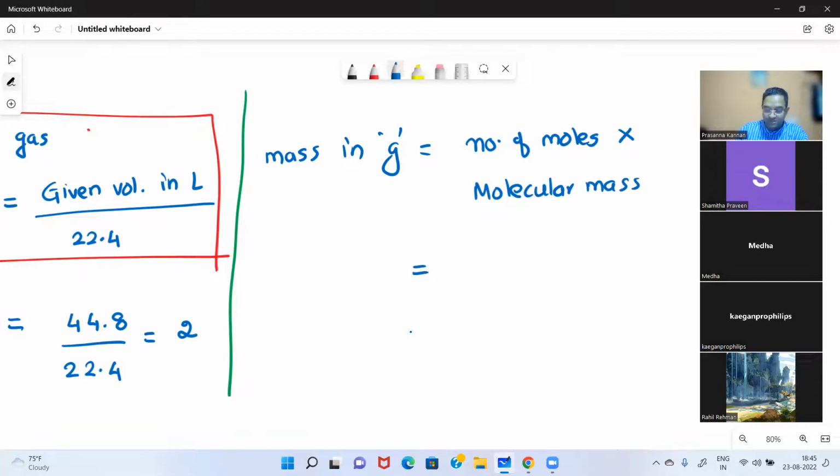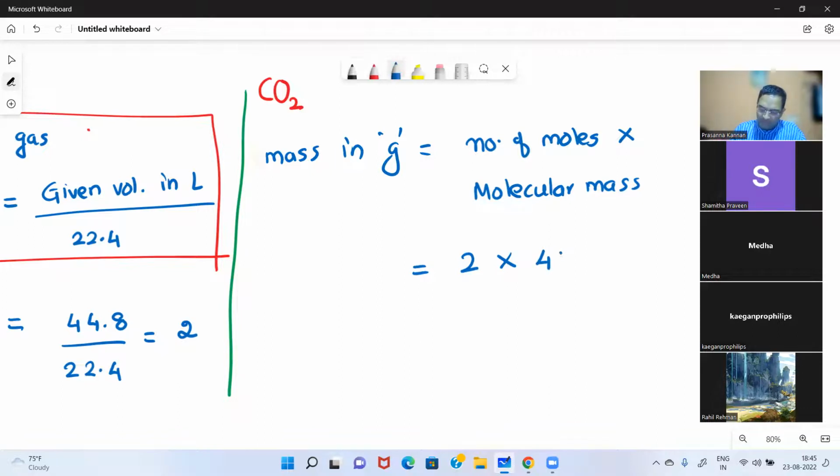So what is the number of moles here? 2. And what is the molecular mass of carbon dioxide? Carbon dioxide formula you should know, CO2. So what is the molecular mass? Carbon 12, oxygen 16, 16 into 2. 16 into 2 is 32, 32 plus 12 is 44.